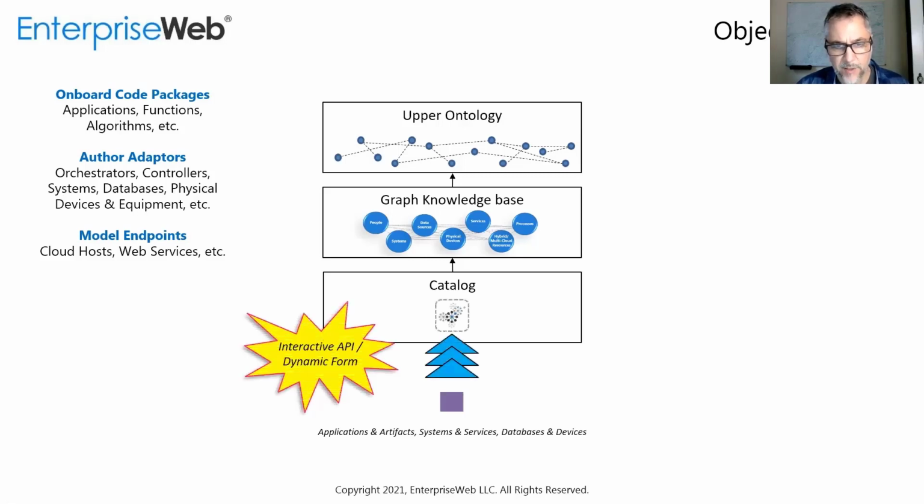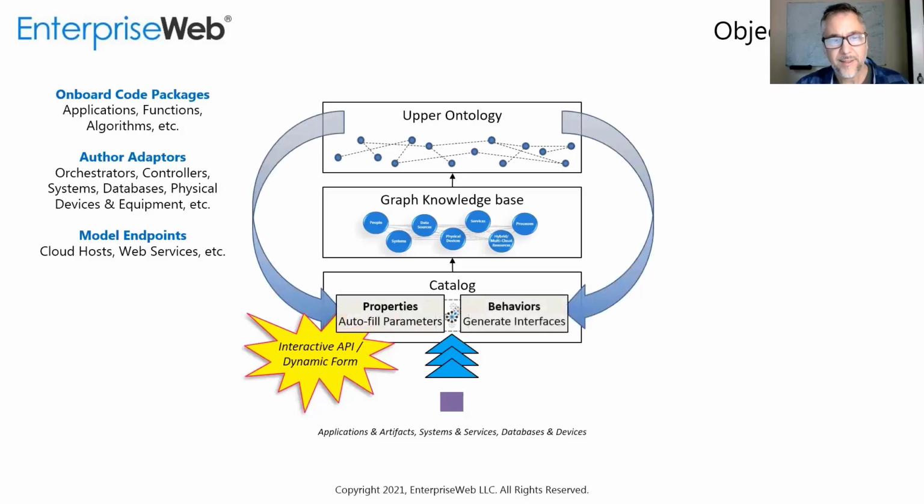Essentially, there's an interactive API or a dynamic form. When you're looking to onboard something, the system is going to present you with either a UI-driven wizard or an interactive API that's going to look for you to enter information that's going to progressively type the object, the solution element that you're looking to onboard. And as you do that, the type system is going to be interacting with the graph knowledge base and the upper ontology to autofill properties and behaviors that the system already knows, because the presumption is the graph knowledge base and the upper ontology are already in place. So we already know a lot of things about this domain, and about different kinds of types. So we can autofill the properties and generate very rich interfaces.